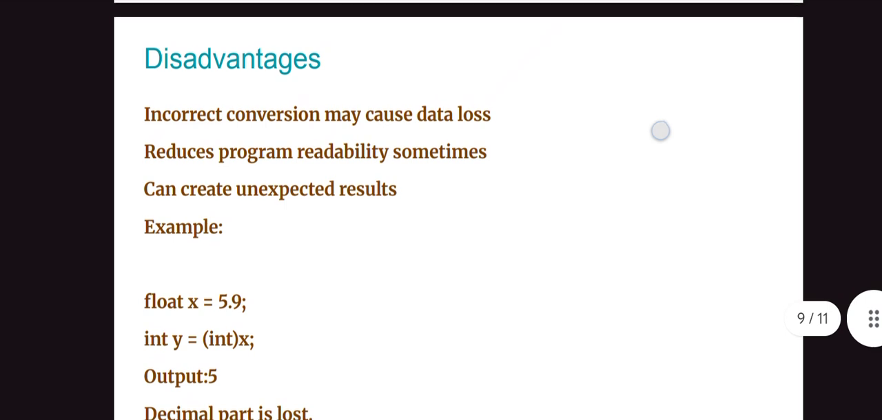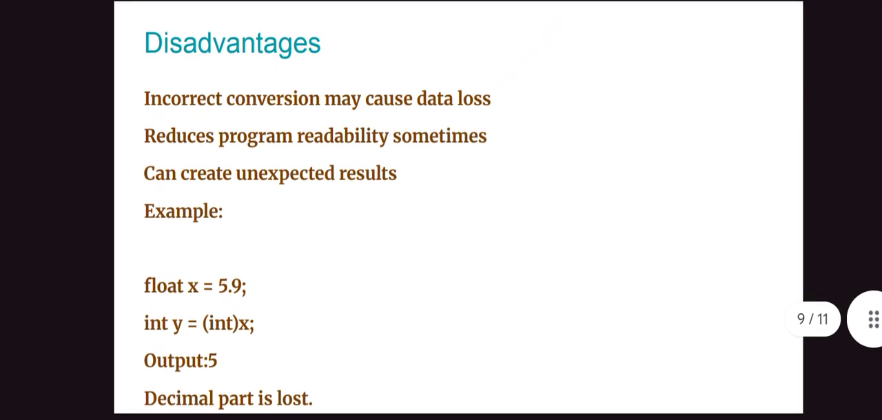There are also some disadvantages of type conversion. Firstly, incorrect conversion may cause data loss. If we make a mistake while converting, for example float to integer, it causes data loss. It means the conversion should be done correctly. It sometimes reduces program readability. It can also create unexpected results, whether we use explicit or implicit conversion.